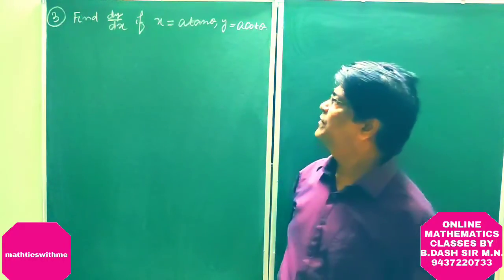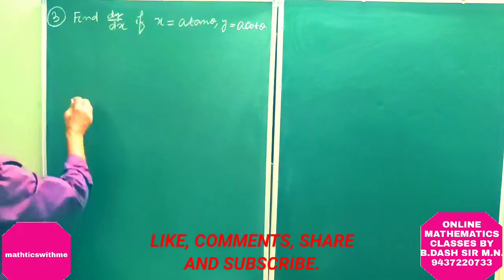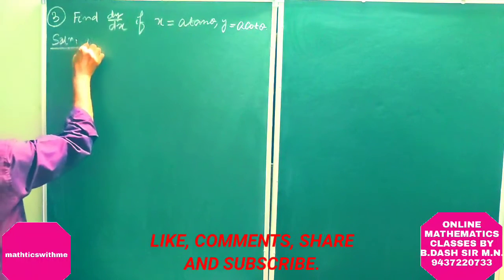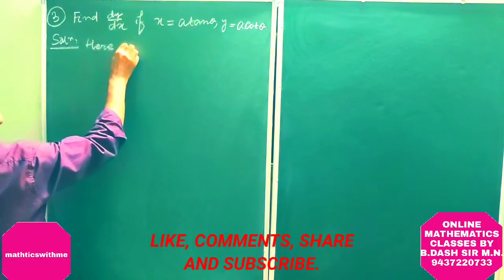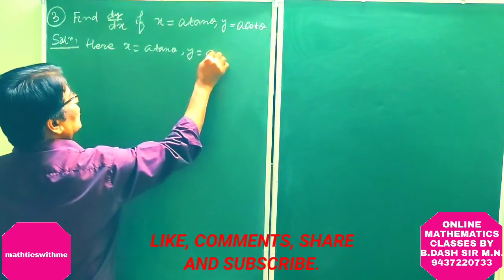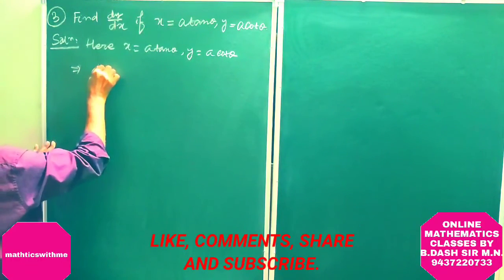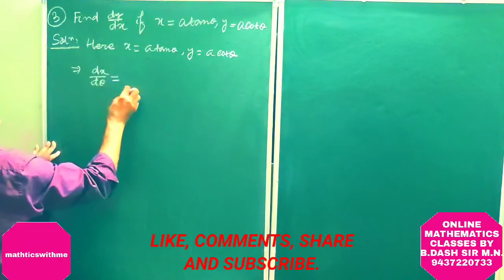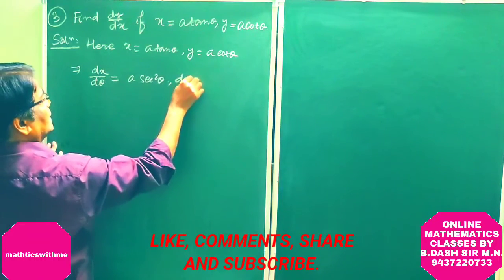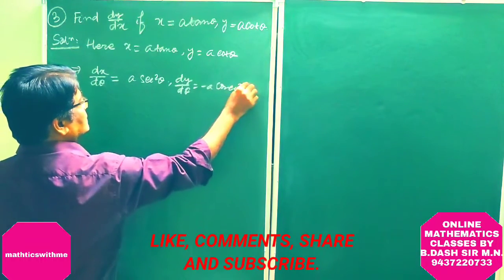Our third question is: find dy by dx if x is equal to a tan theta, y is equal to a cot theta. Now, solution. Here x is equal to a tan theta, y is equal to a cot theta. This implies dx by d theta is equal to a sec square theta and dy by d theta is equal to minus a cosec square theta.